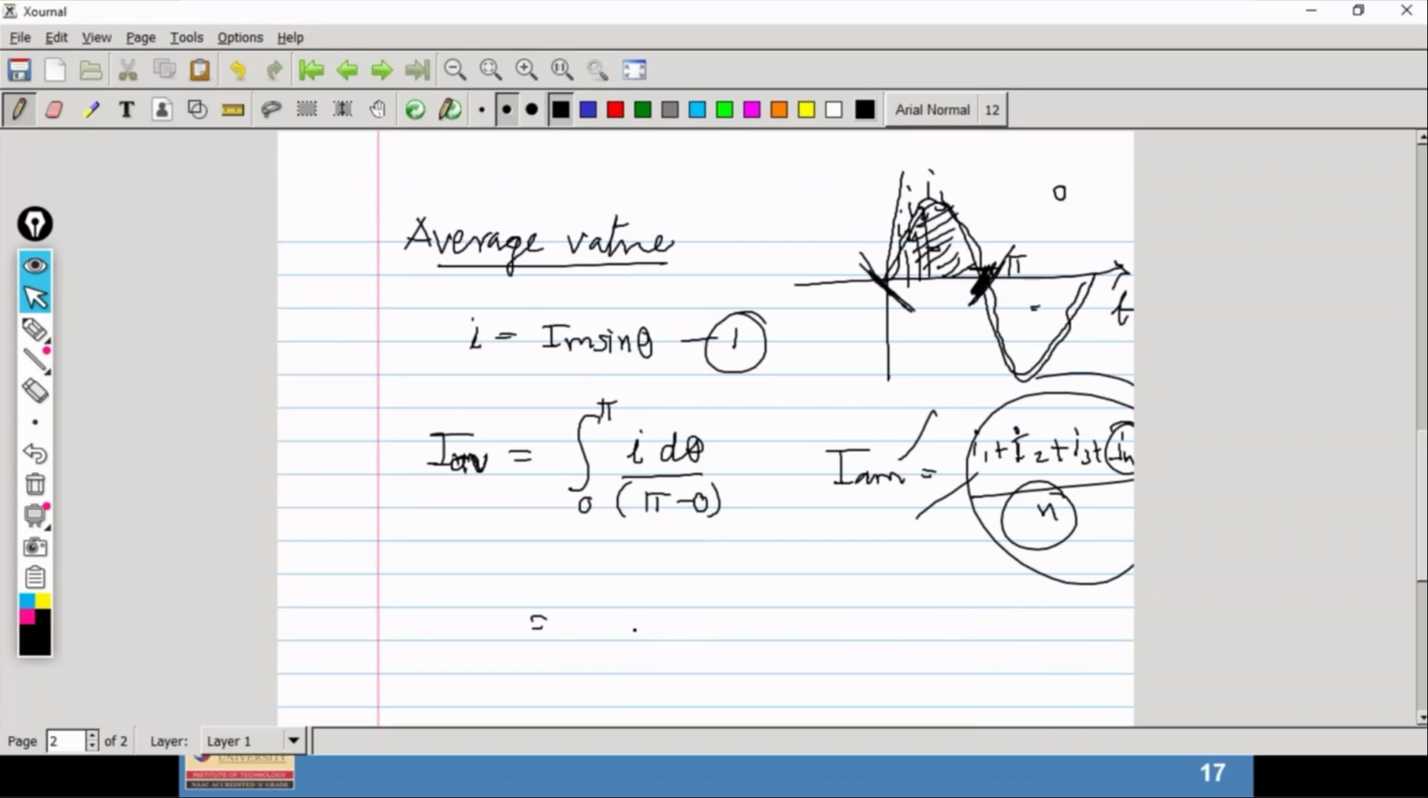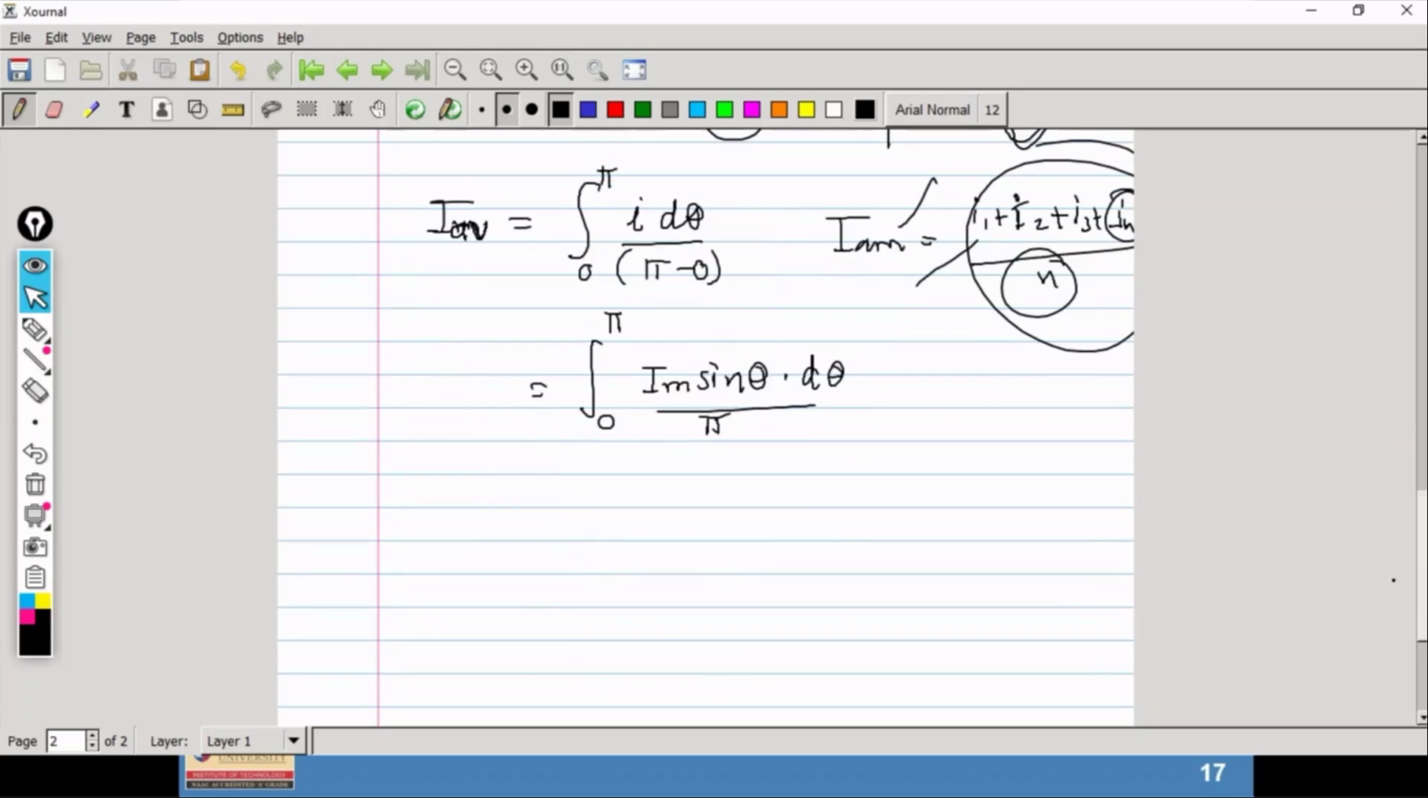So here we can have an expression of 1 upon pi, Im sine theta d theta. Agreed? Yes, sir. Please try to solve it now.